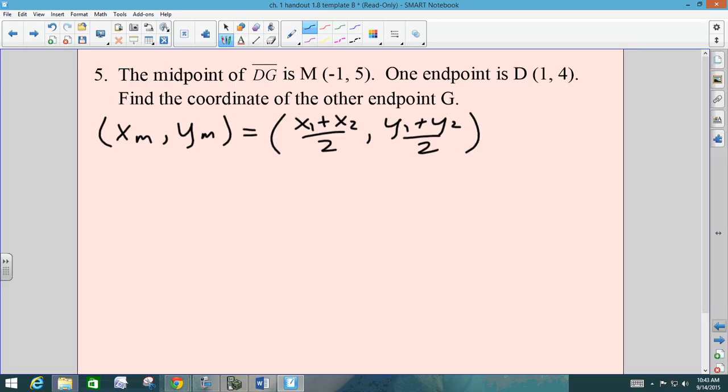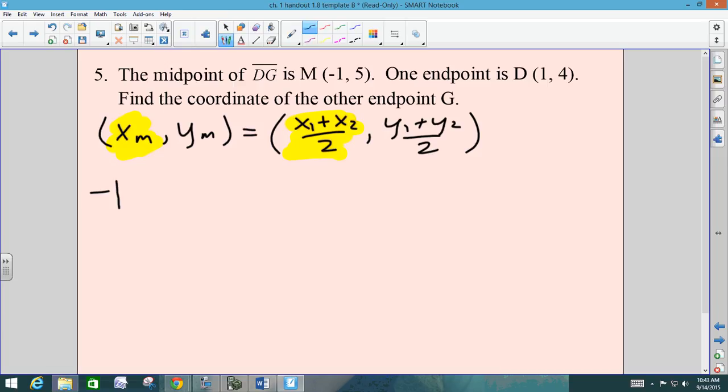X sub m, y sub m, that's the x and y of my midpoint. And then x1, x2, those are your endpoints, and y1, y2, those are your endpoints. So to find the x value of your midpoint, we go based off of what's given here. You guys agree? Okay. What is the x value of my midpoint?